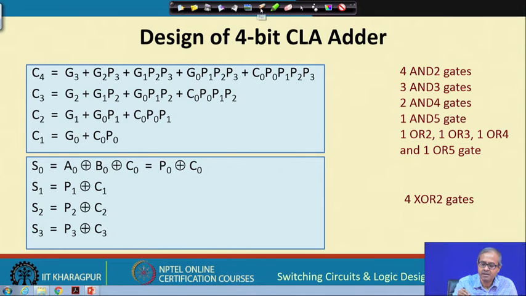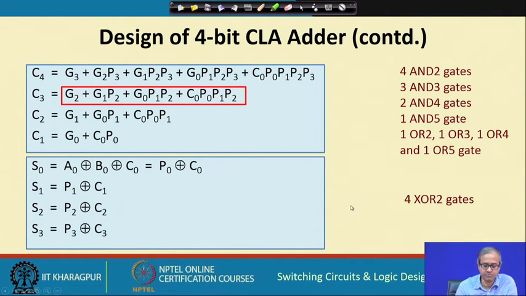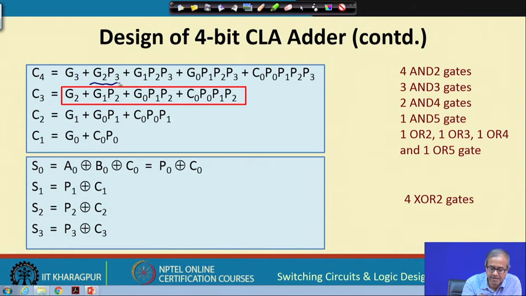Now, it is possible to simplify this expression a little bit if you make an observation. The observation is as follows. You see C3 is this. Now, in C4, if you consider this part and take P3 common, whatever remains, G2 plus G1 P2, G0 P1 P2, C0 P0 P1 P2, is nothing but this. So, you can write this as P3 multiplied by C3.